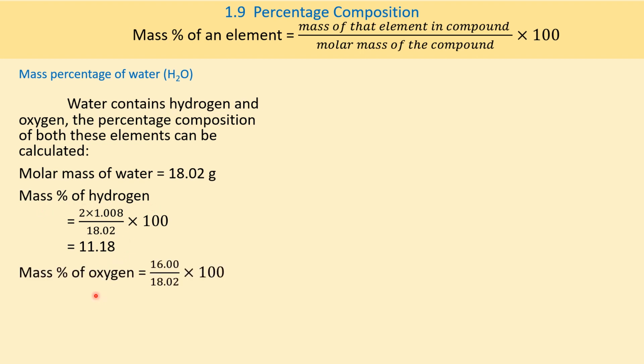Next, we will calculate mass percentage of oxygen. That is equal to 16.00, that is atomic weight of oxygen, divided by the molar mass of water 18.02 into 100 because of percentage. So that works out to 88.79.